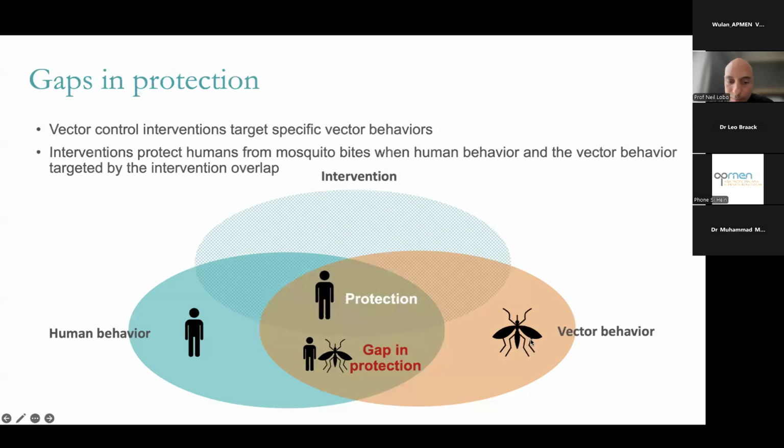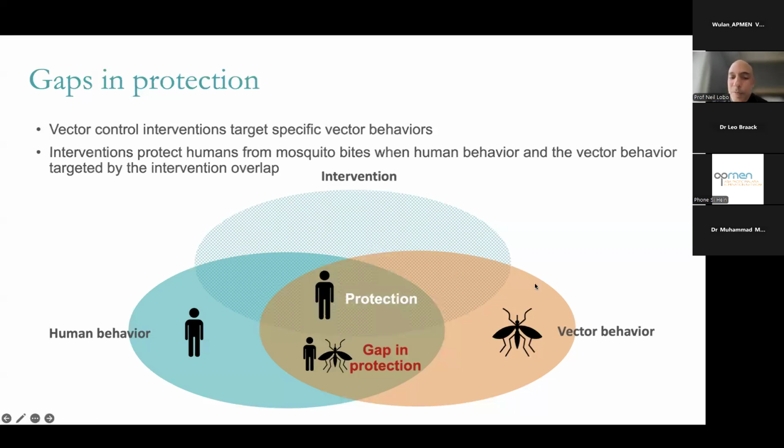Your human is outside without a bed net, but it overlaps where the mosquito is biting, you will get transmission. The human is inside the house without the bed net, and your mosquito is biting there, you will get a transmission event. An infected mosquito, of course, not any mosquito.